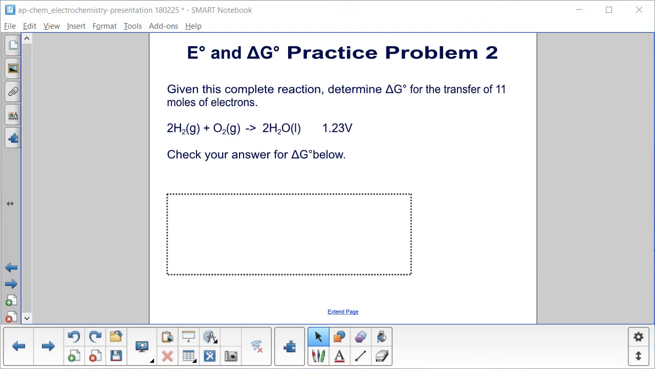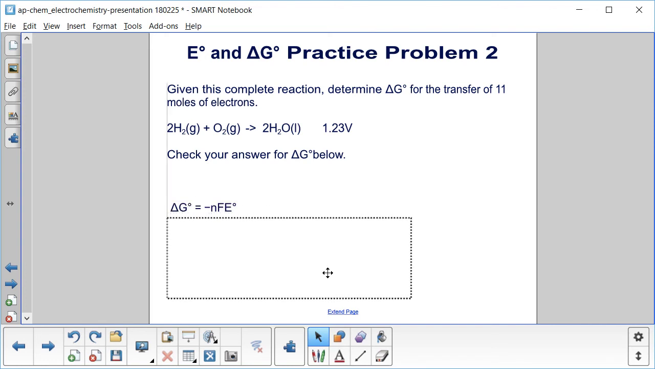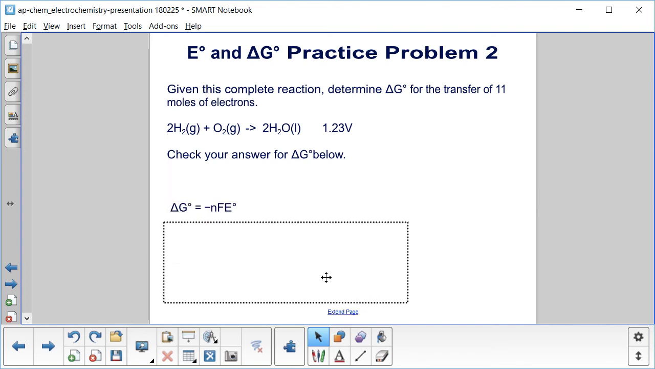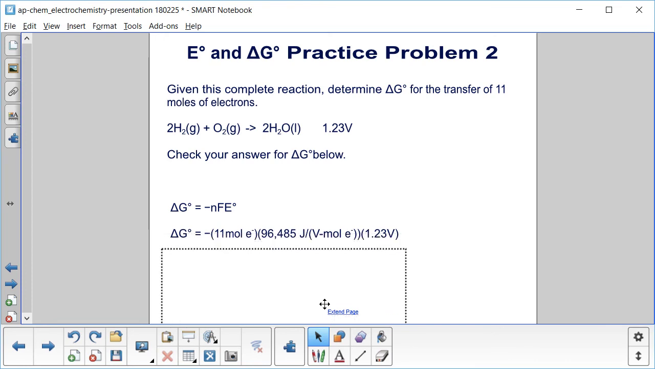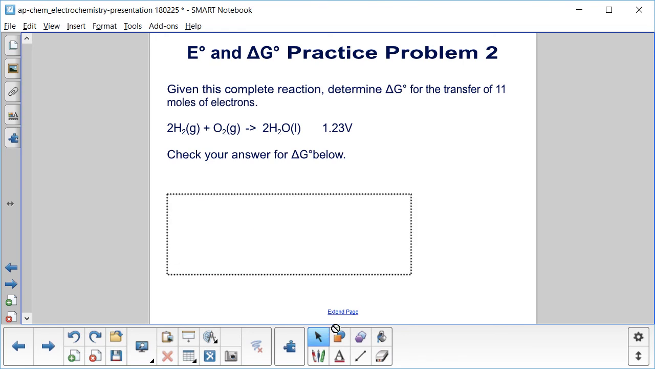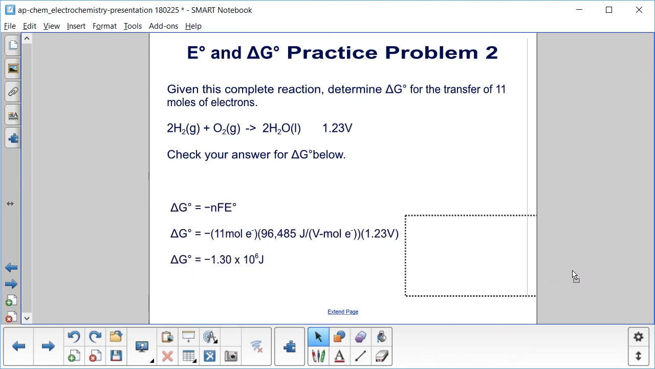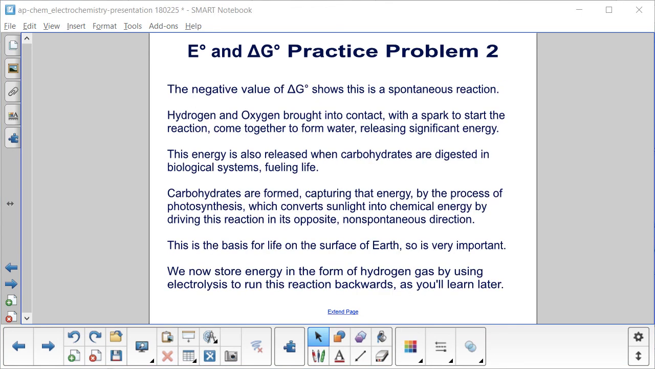Finally, given the complete reaction, which you see there is the combination of the oxidation and reduction reaction, determine delta G for the transfer of 11 moles of electrons. So try that on your own, and then I'll show you the solution. Delta G is minus NFE, so 11 moles times the Faraday constant times the cell potential that we found in the previous slide, 1.23 volts, is negative 1.30 times 10 to the 6th joules. The negative value of that delta G shows that this is a spontaneous reaction.